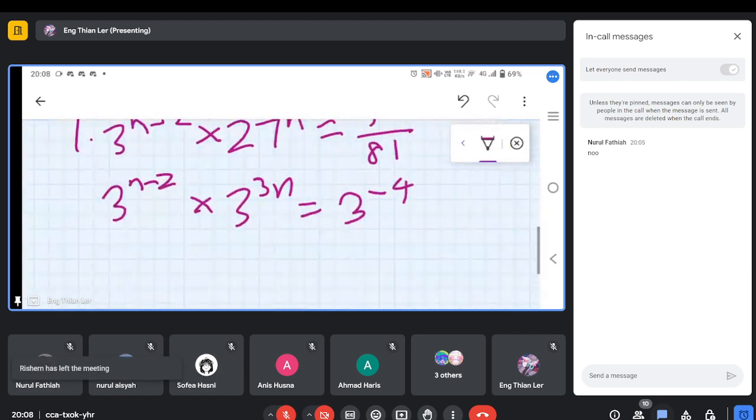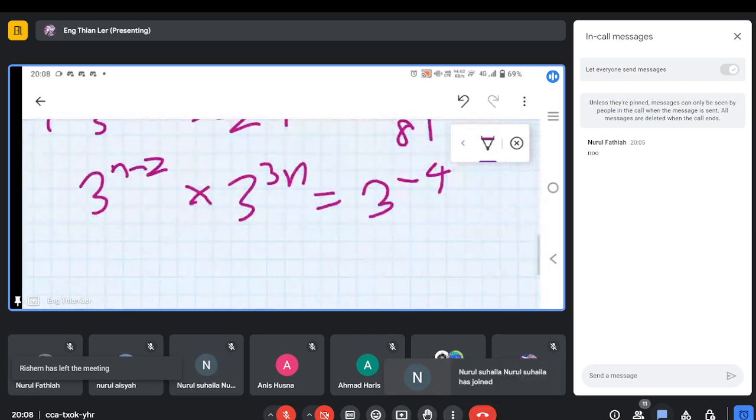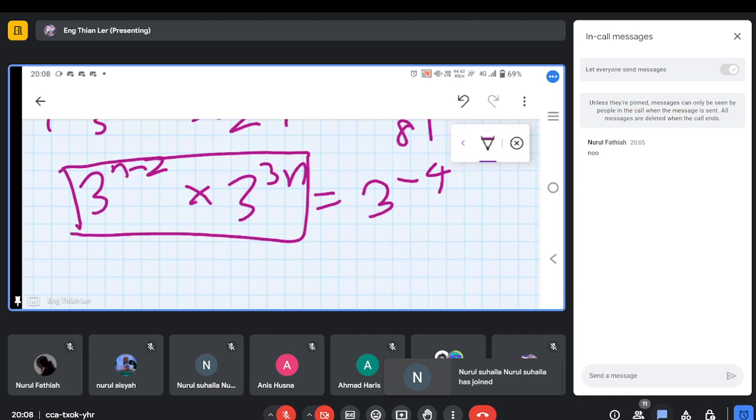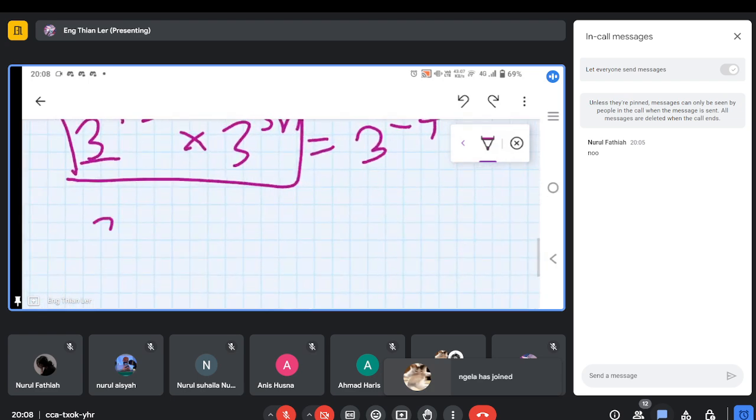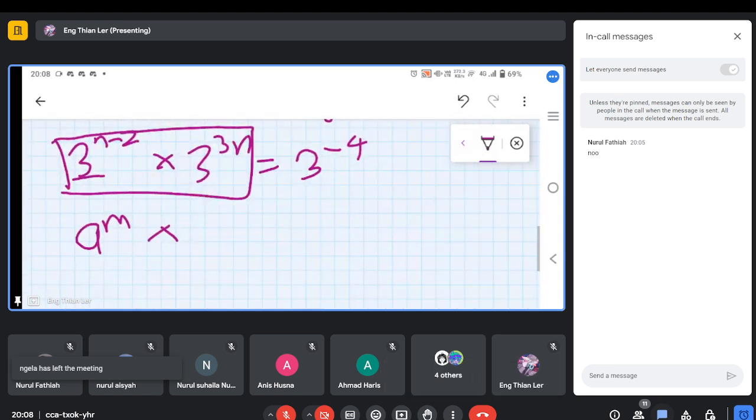So now look at this. We have the same base, so this is doable. Remember that a to the power m multiplied by a to the power n equal to a to the power m plus n.